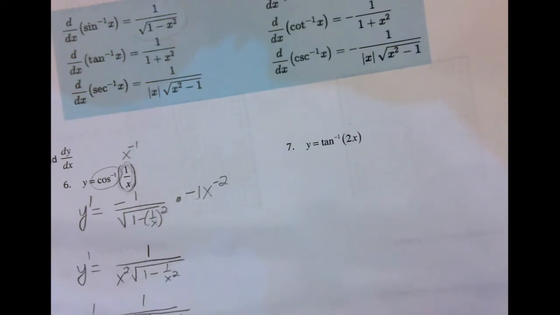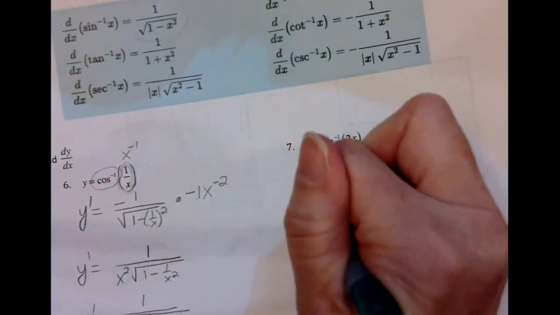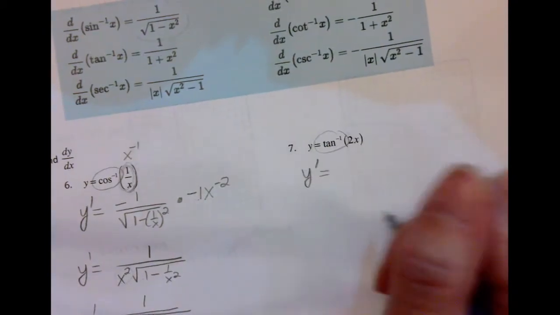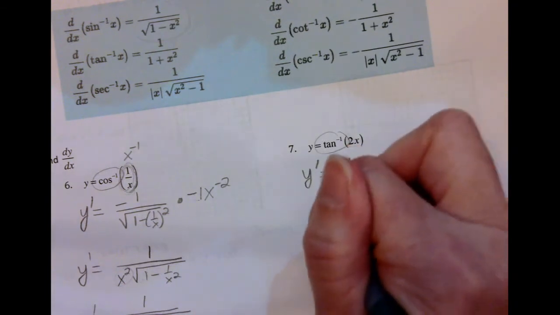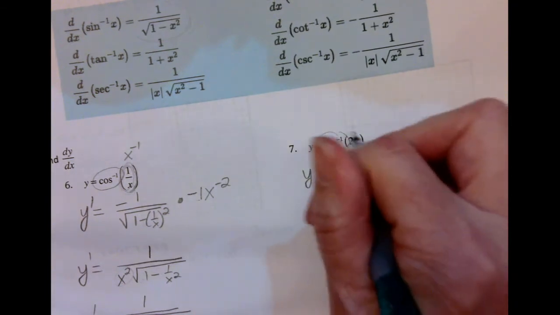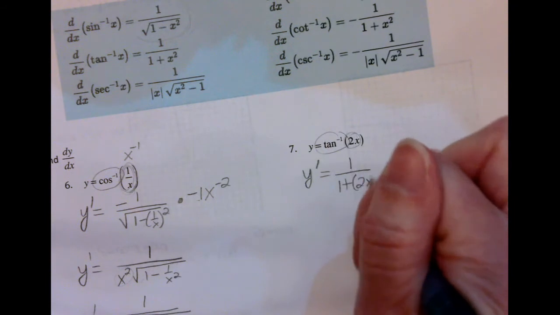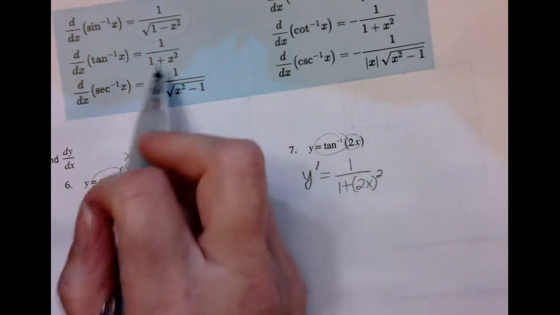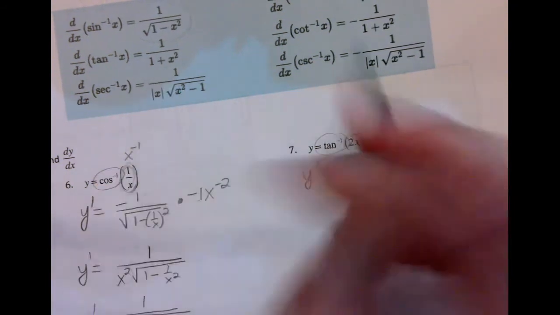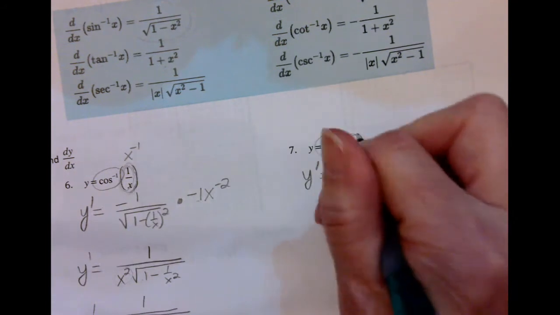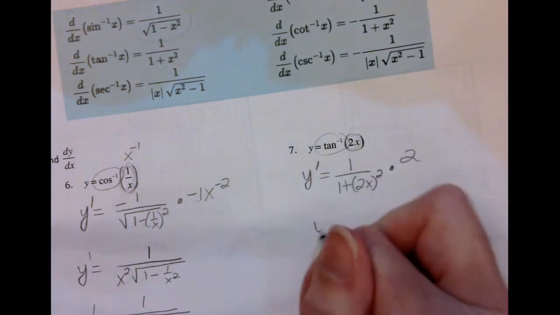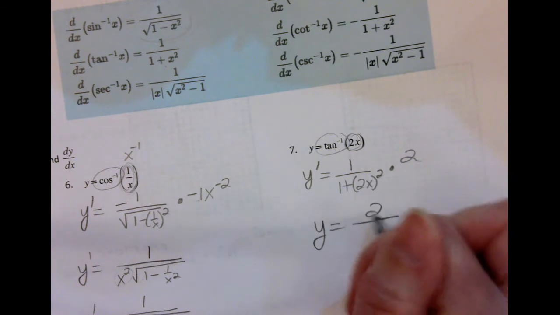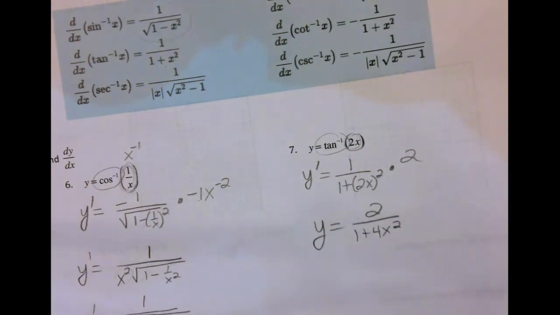Inverse tan of 2x. Its derivative, inverse tan is done first. 1 over 1 plus our inside quantity being squared according to inverse tan's formula, times the derivative of the inside, which is 2. Simplification leaves us with 2 over 1 plus 4x squared.